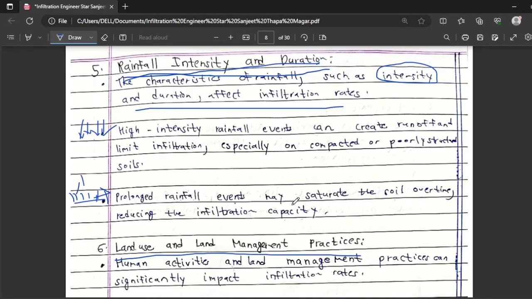Prolonged rainfall events may saturate the soil over time, reducing the infiltration capacity. If rainfall occurs for a longer duration, then the soil above the ground is already saturated, so it has less capacity to take the water, which reduces infiltration capacity.